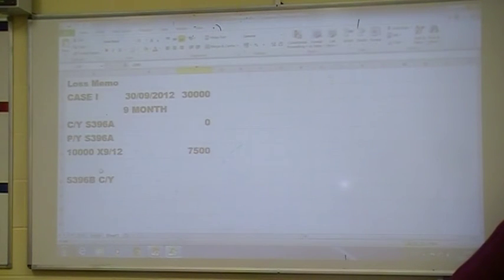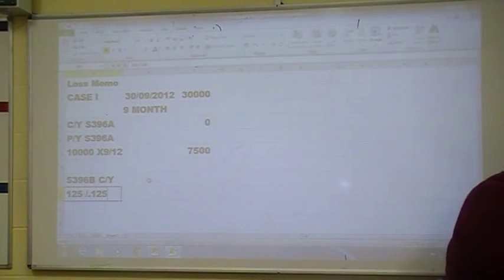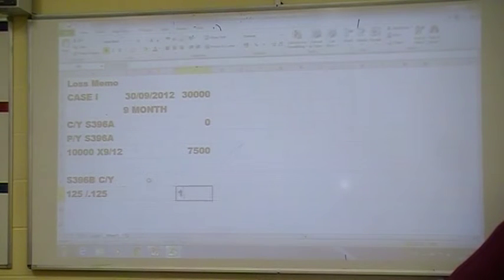Okay, so up to my Case 1 now. So current year. So I have €125 worth of corporation tax divided by 0.125. Which gives me €1,000.